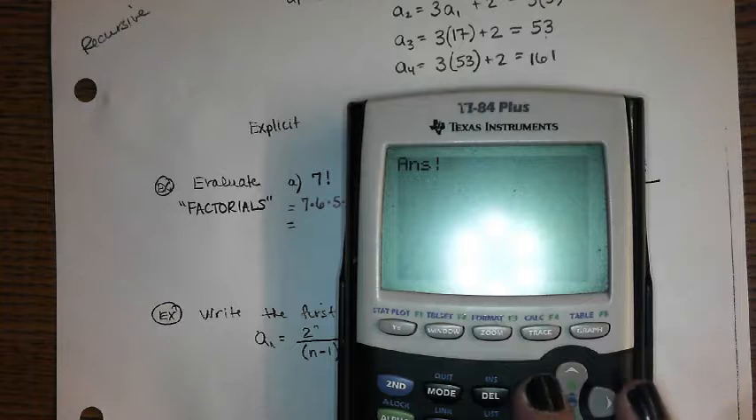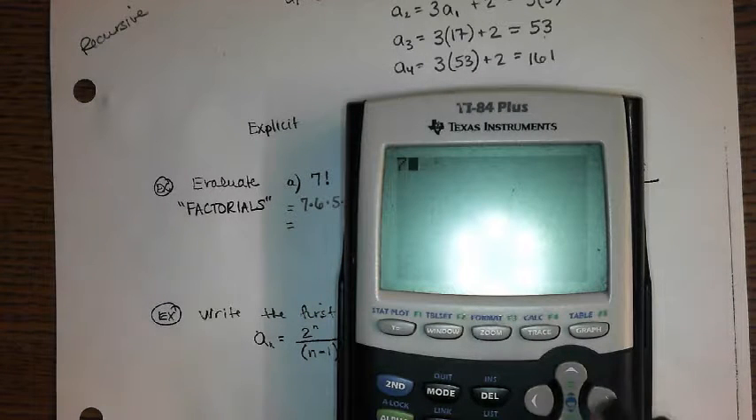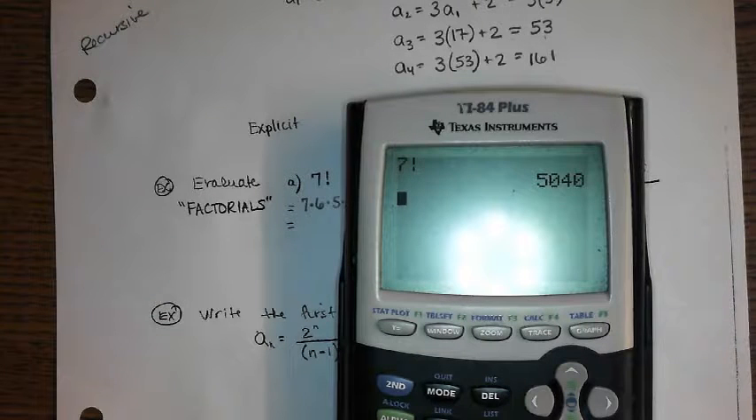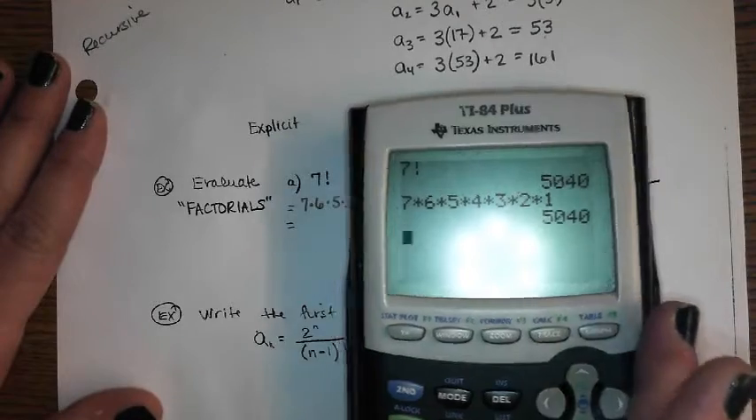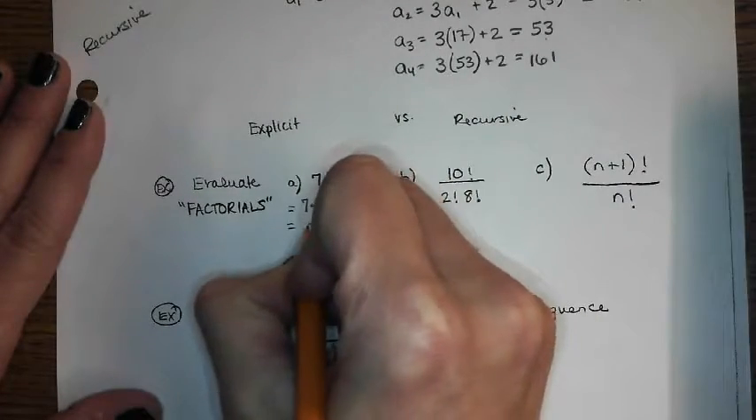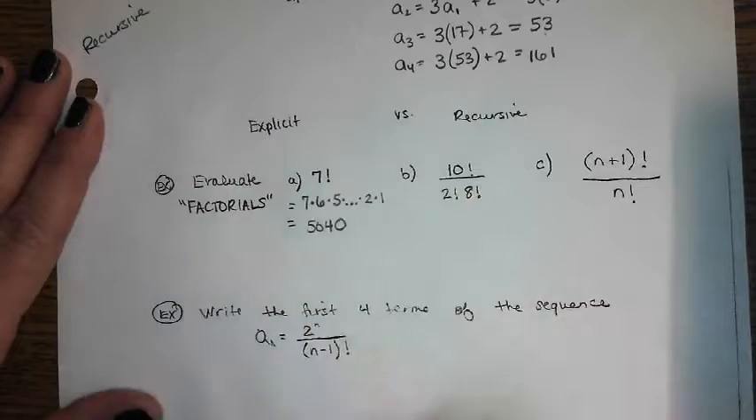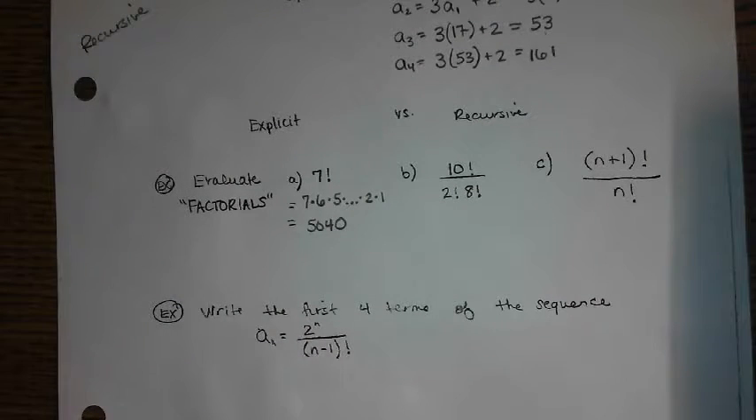So I probably should have typed in the 7 first. 7 exclamation, 7 factorial, and it will do it all for you. 7 times 6 times 5 times 4 times 3 times 2 times 1. If I did it manually, I obviously get the same thing, but that's 5,040. So it's math, and then scroll over to PRB for probability, and then grab option 4, I think it was, for the exclamation point.